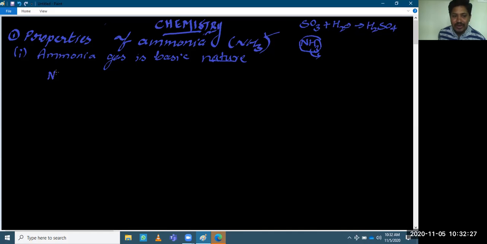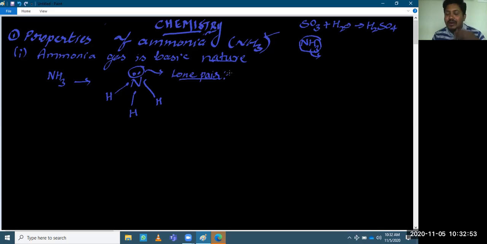Ammonia is made up of one atom of nitrogen and three atoms of hydrogen. The nitrogen atom has 5 valence electrons, out of which 3 are shared with three different hydrogens to form ammonia gas. Here one lone pair of electrons is present on the nitrogen of ammonia. What do you mean by lone pair? Lone pairs are a pair of electrons that do not take part in chemical bonding. Due to the presence of the lone pair of electrons, ammonia behaves as an alkali.